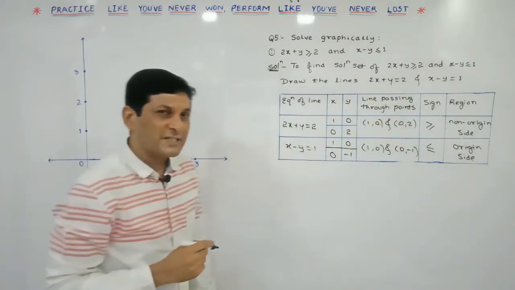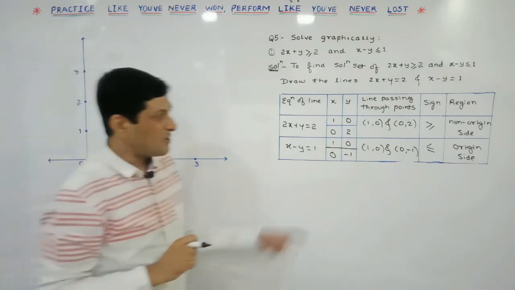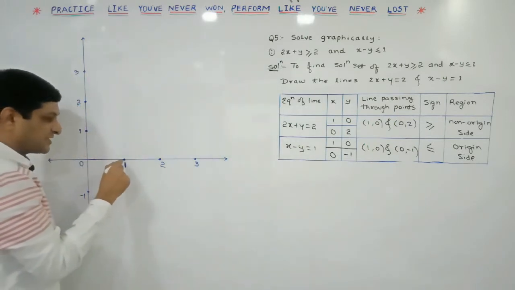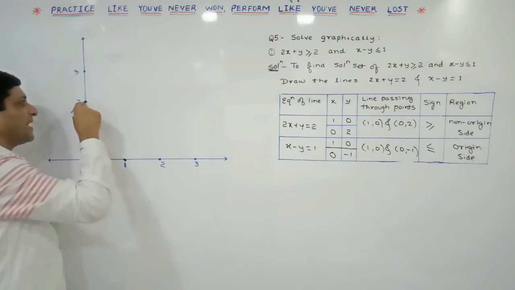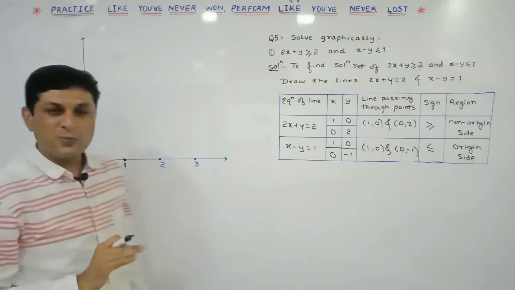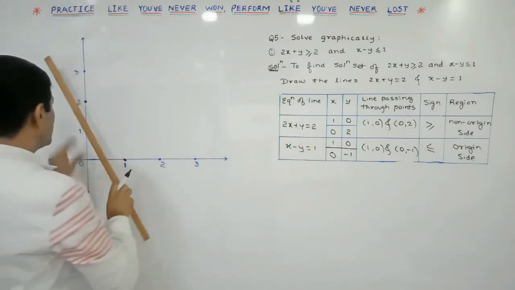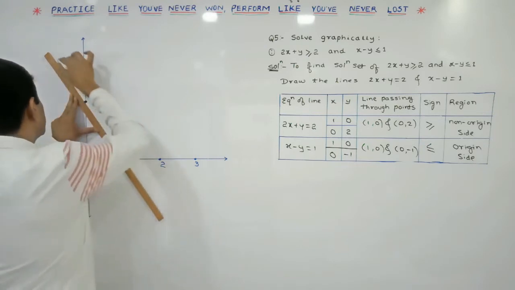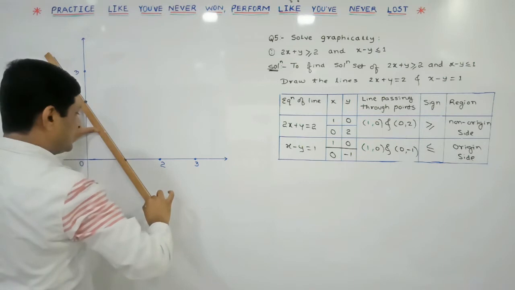So using all these conditions, let us try to draw the line. First we are finding the position of 2 points on the line. (1, 0) means it is the point on the x-axis, and (0, 2) means it is the point on the y-axis. Once the position of 2 points on a line is known to us, we are easily able to draw a line. So draw a line passing through these 2 points. In this way we have got our first line.